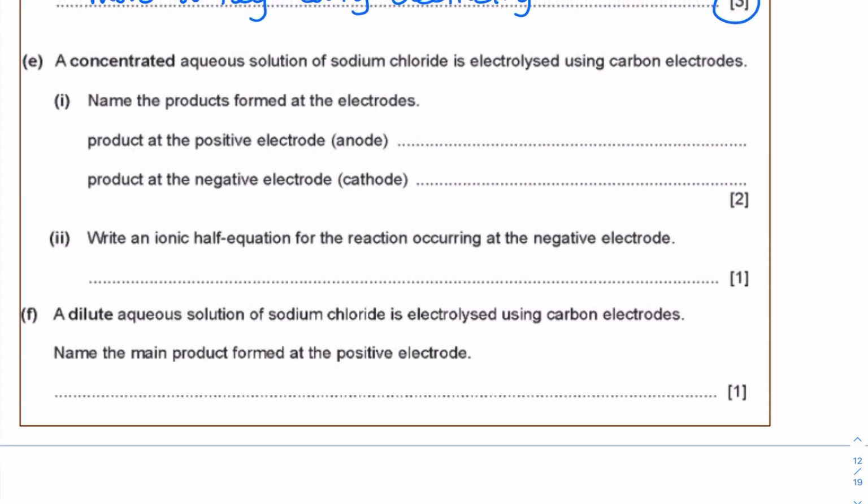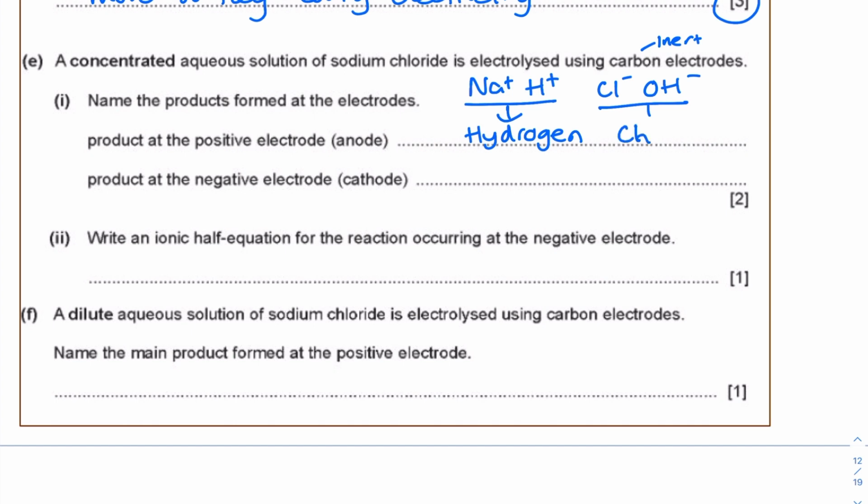So a concentrated aqueous solution of sodium chloride is electrolyzed using carbon electrodes. Carbon electrodes, we know, are inert. Name the products formed at the electrodes. Well, we've got Na+, and we've got H+, we've got Cl-, and we've got OH-. So out of these two, which is going to form? Of course, it's hydrogen. And out of these two, which is going to form? Of course, it will be the chlorine, because it's a concentrated solution.